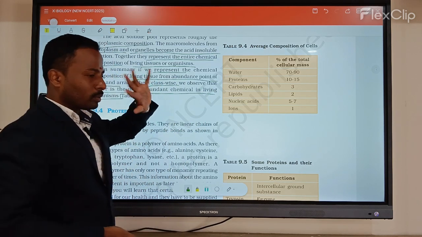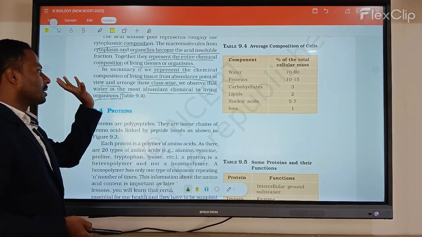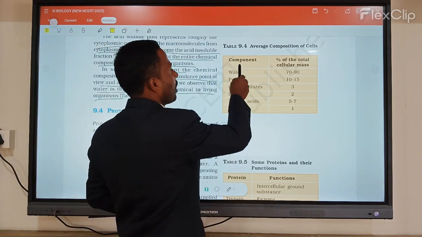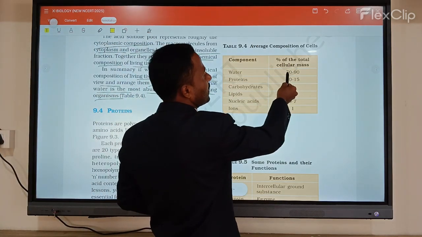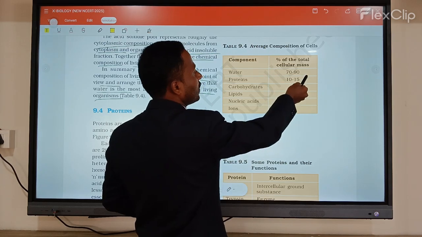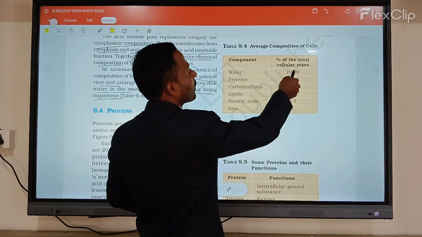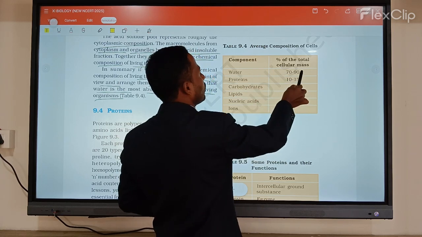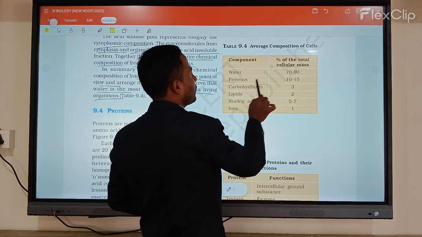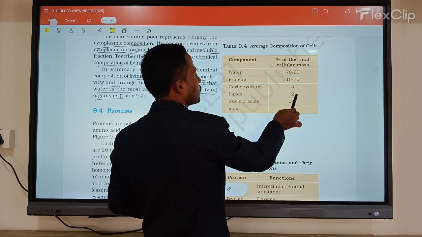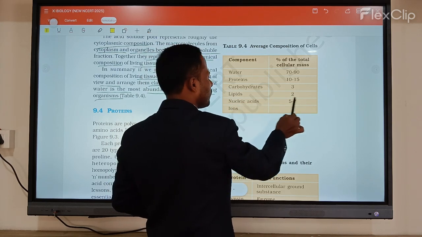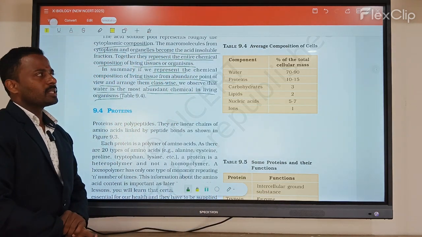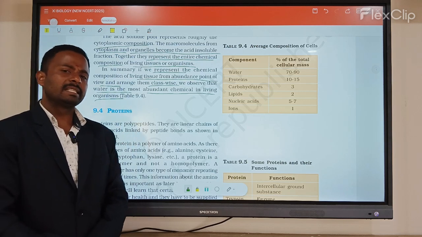See here, in the total living organism, water is the most abundant component. It is given clearly here. The component water makes up 70 to 90 percent of the total cellular mass, and proteins 10 to 15 percent, carbohydrates 3 percent, lipids 2 percent, nucleic acids 5 to 7 percent, and ions 1 percent. So this is the average composition of any cell.